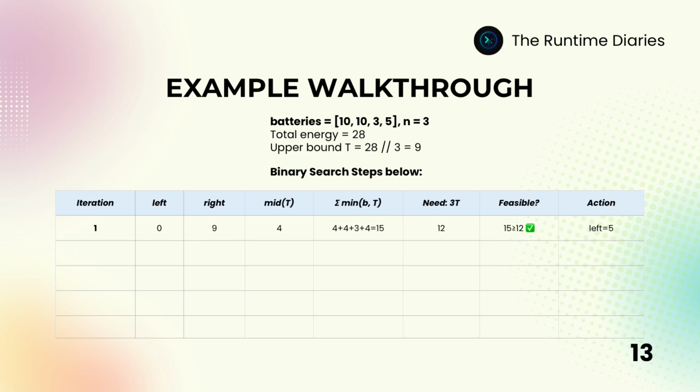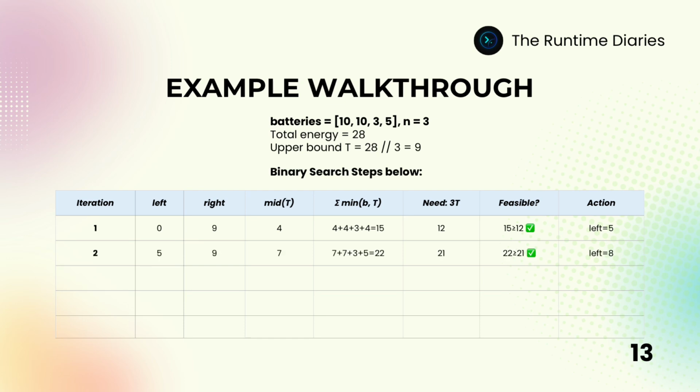We calculate the total available energy as min of 10 and 4 plus min of 10 and 4 plus min of 3 and 4 plus min of 5 and 4, which equals 4 plus 4 plus 3 plus 4, which is 15. We need 3 times 4, which is 12. Since 15 is greater than or equal to 12, t equals 4 is feasible. We move left up to 5.